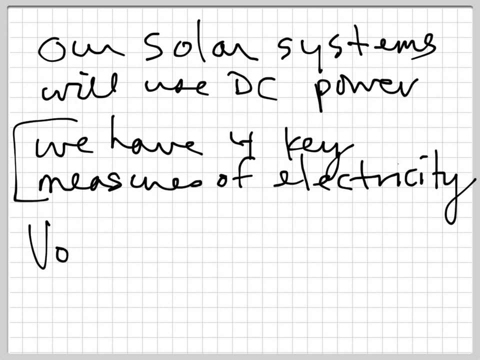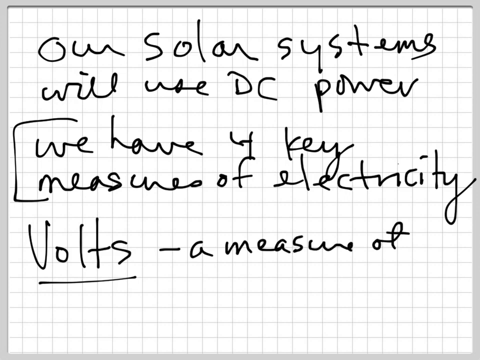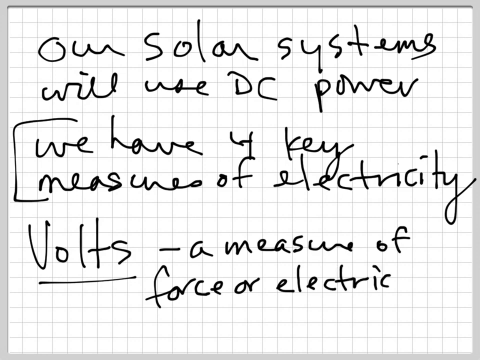So the first is volts. You guys have heard of that? Volts? Yeah. You got 12 volt battery, 1.5 volt battery. House current is 110 volts. It's a measure of, boy, that was an ugly F, of force or electrical pressure between the plus and minus signs of a circuit.